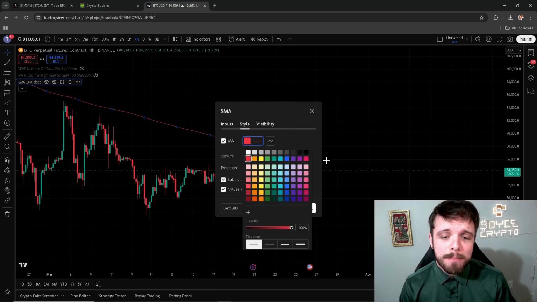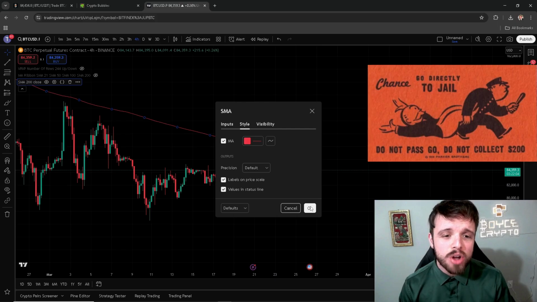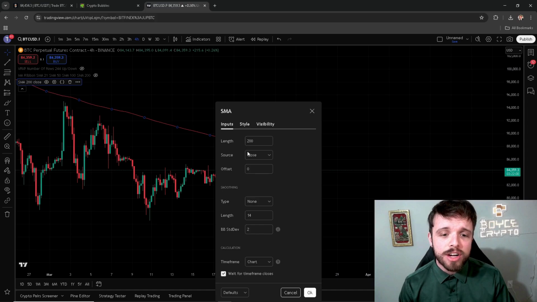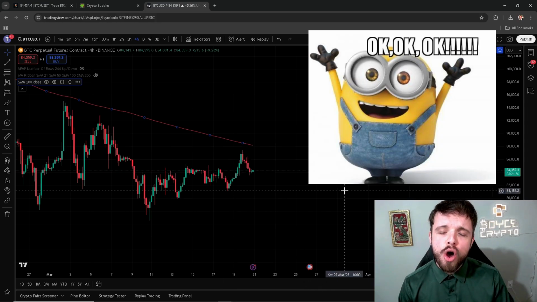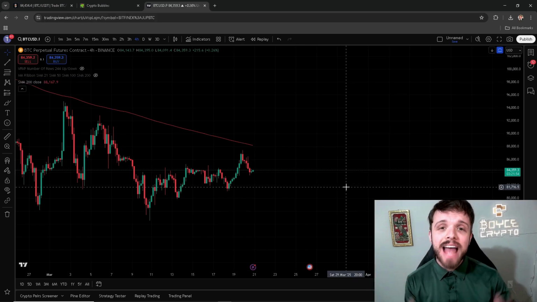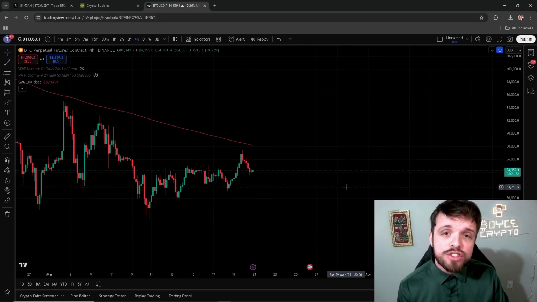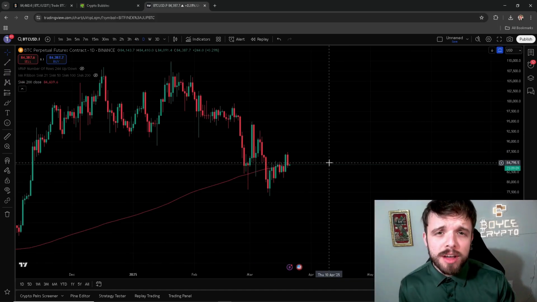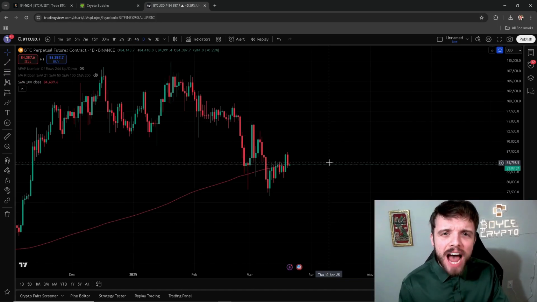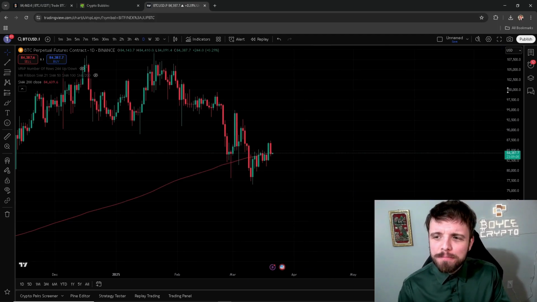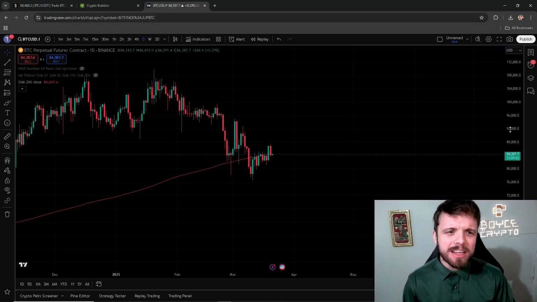I like red because the SMA is my do-not-pass-go line. So we're going to make that red under style: MA, red, 200, close. Everything else is left the same, and we're going to hit okay. And that's going to add the 200 SMA to our chart. The 200 MA will adjust based on the time frame that you're looking at. Right now we have Bitcoin pulled up on the daily.